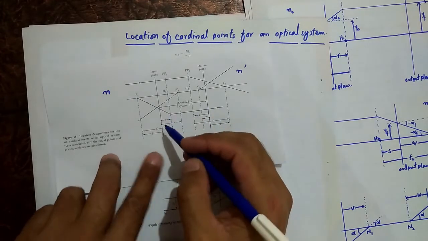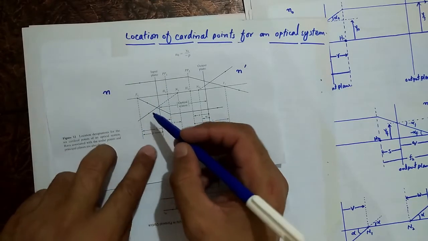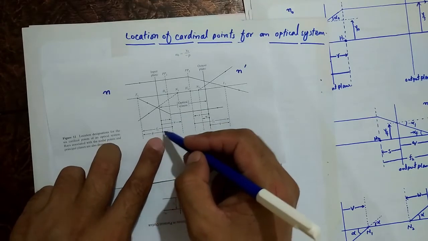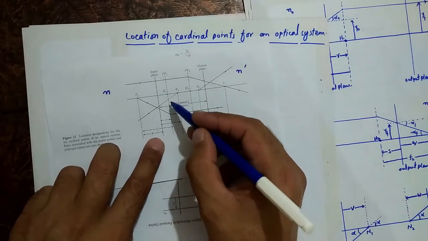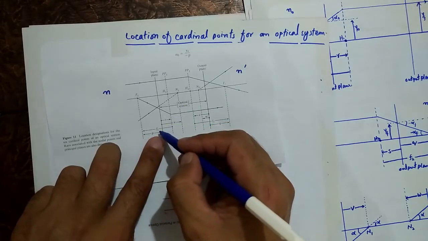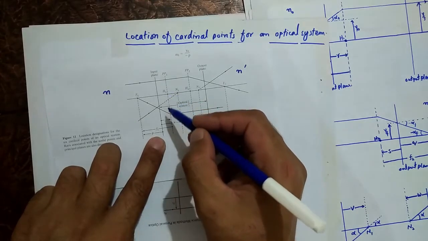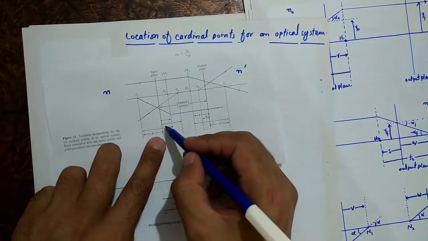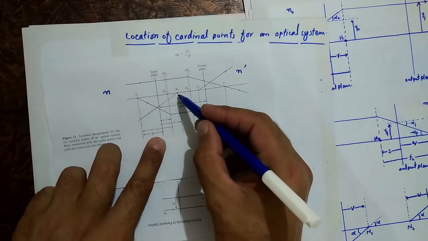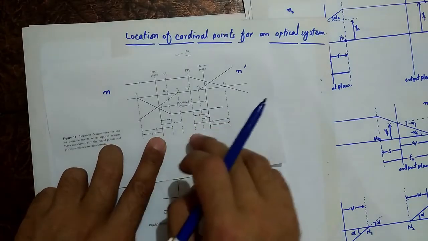Here the distance of the front focus point with respect to the input plane is p, while with respect to the front principal plane it is f1. Similarly, the front principal point is at a distance r with respect to the input plane, and the front nodal point is at a distance v with respect to the input plane.